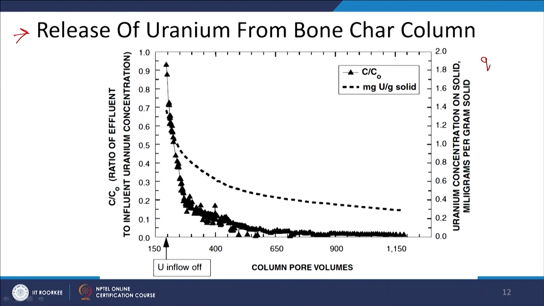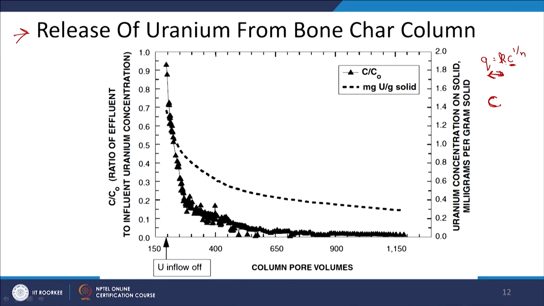For example, let's try to also understand it mathematically. You have K C to the power of 1 by n, right? So there is a relationship here. Initially, the C in the water is such that adsorption takes place. But now the uncontaminated groundwater comes in contact, so C in the water is less than the equilibrium value. So what will happen now? It will desorb from the solid phase into the aqueous phase, right?